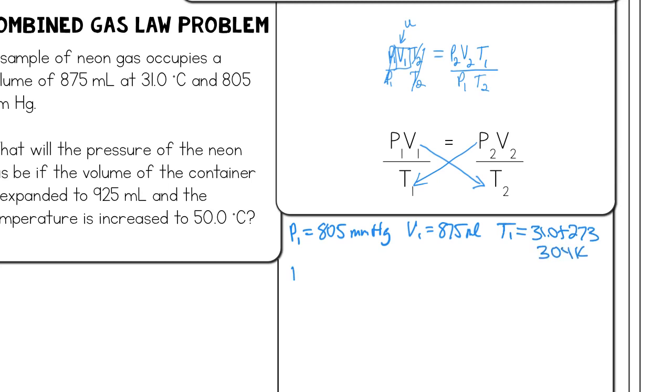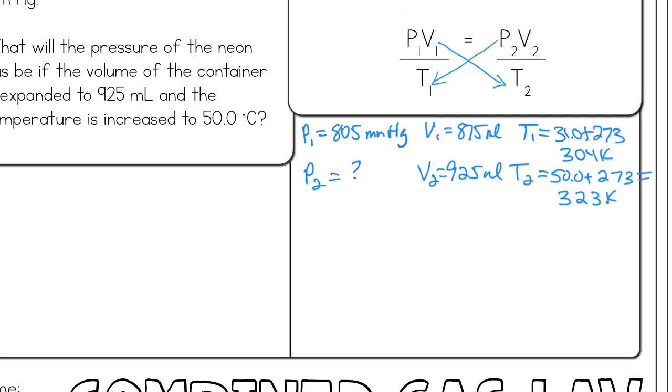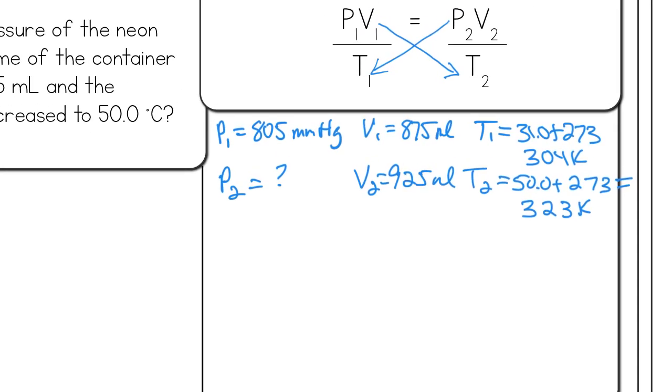Now let's do our ending values. P2 is my unknown. My V2 is 925 milliliters. And my T2 is going to be the ending temperature of 50.0 plus 273, which will be a final total of 323 Kelvin. All right, now I'm ready to cross multiply and plug my numbers in.